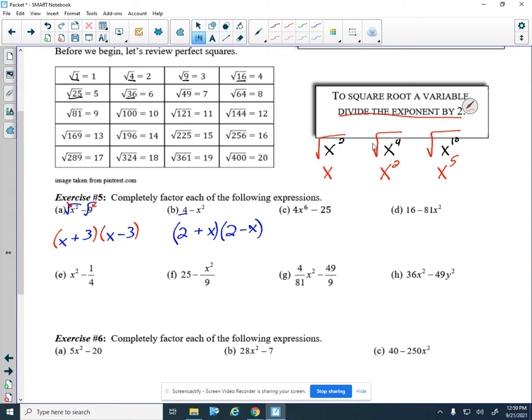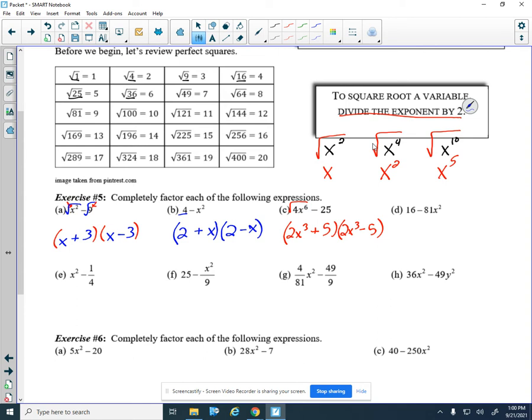So here I have my first one where I have a higher power of x, x to the 6th, and there's also a number with it, but both 4 and x to the 6th are perfect squares. So the square root of 4x to the 6th would be 2x cubed. Square root of 25 is 5. So there's the factoring there. So I would try some.